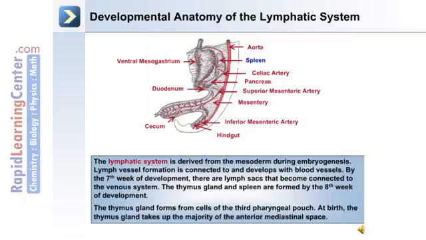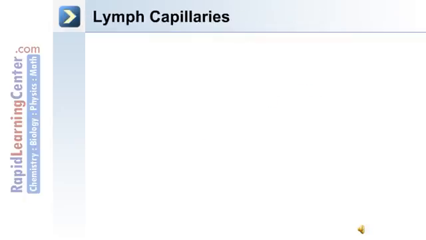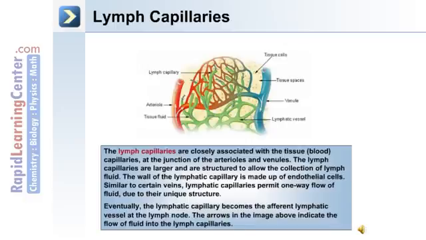The thymus gland forms from cells of the 3rd pharyngeal pouch, and at birth, the thymus gland takes up the majority of the anterior mediastinal space. The capillaries of the lymphatic system are closely associated with the capillaries of the cardiovascular system. The lymph capillaries are larger and are structured to allow the collection of lymph fluid.